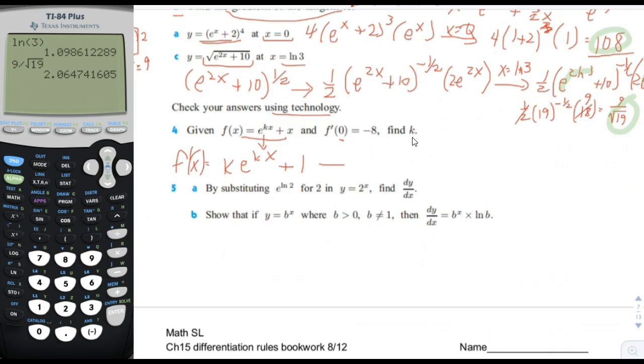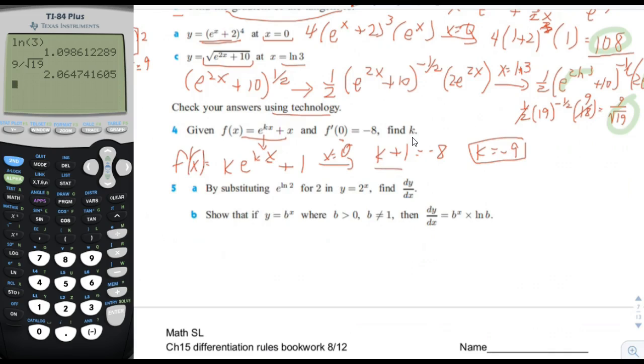Okay, now let's plug in x equals 0. When you plug in x equals 0, you're going to get k times e to the 0, which is 1, so you're going to get k plus 1. And then you set that equal to -8, and then you find out that k is equal to -9. You get it? Because when x is 0 here, e to the 0 is 1, so it kind of disappears, and then you just end up with k plus 1.